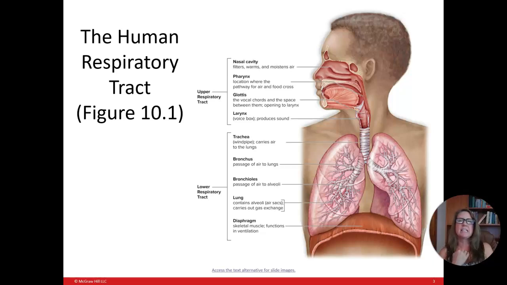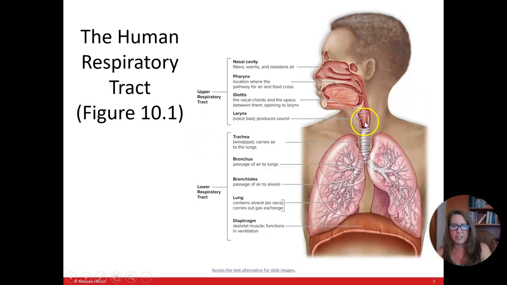Anything from the larynx up, we call the upper respiratory system. So if you've ever been told you have an upper respiratory infection, then it's involving any of the parts from the larynx up. If you have a lower respiratory infection, it's below the larynx. So let's take a look.